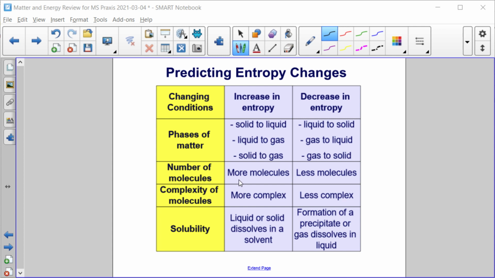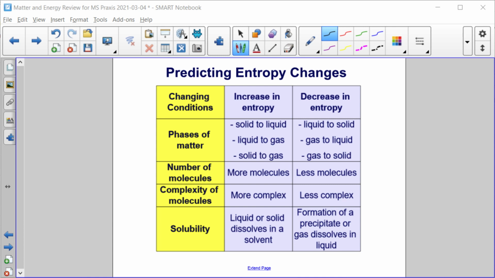The number of molecules. The more molecules present in a sample, the higher the entropy. The fewer molecules, the lower. The complexity of molecules. The more complex, the more random, or the higher the entropy. The less complex, the lower the entropy. Solubility. When a liquid or a solid dissolves in a solvent, that increases the entropy. When a precipitate forms, so when a solid forms, or when a gas dissolves in a liquid, that decreases entropy. So this is what I'm going to point out.